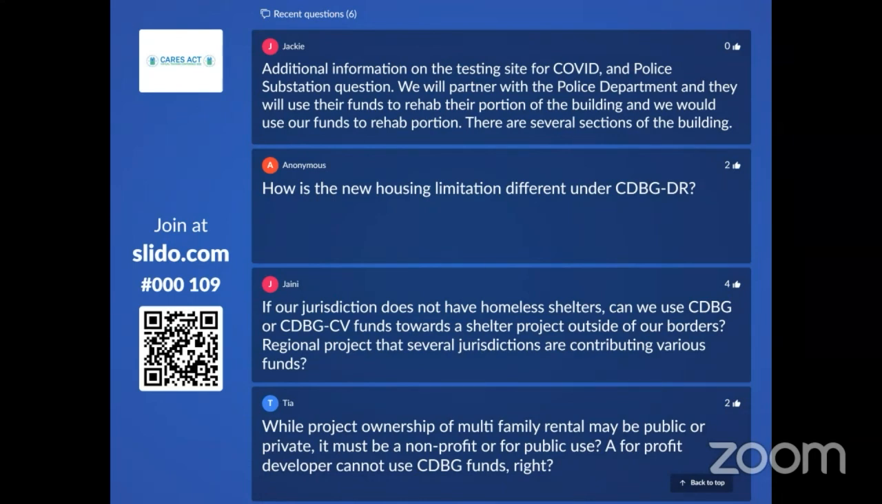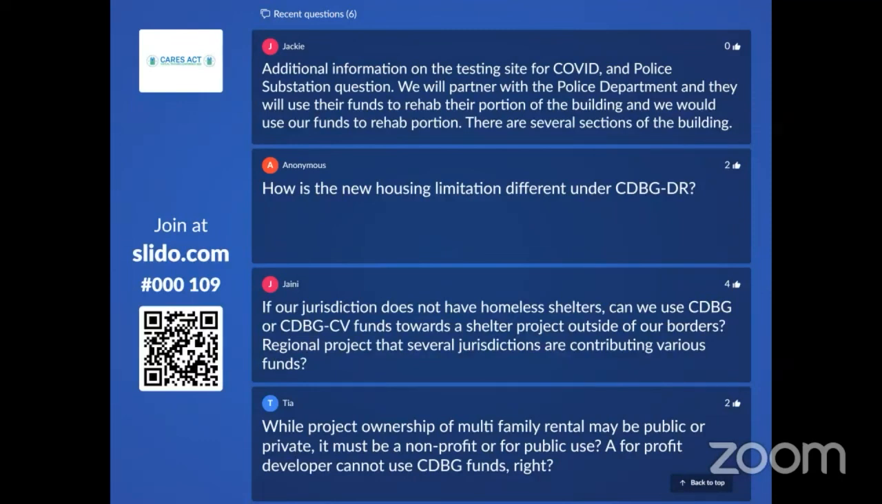Additional information on the testing site for COVID, okay. And police substation, okay. If they're using their money to rehab their portion, then it's not subject to our program requirements because it's not CDBG or CDBG-CV money.